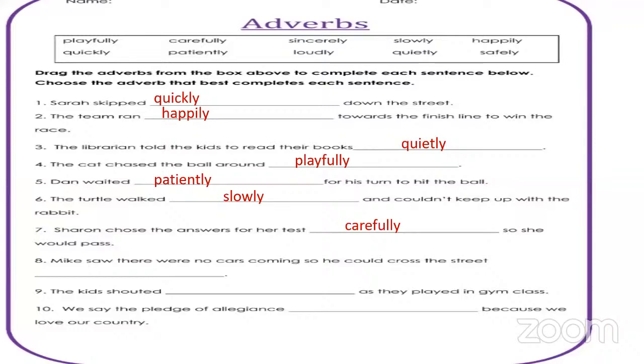And couldn't keep up with the rabbit. We know how tortoises walk, right? They walk very slowly. Number 7. Sharon chose the answers for her test carefully, so she would pass. Sharon chose the answers. Yeah?